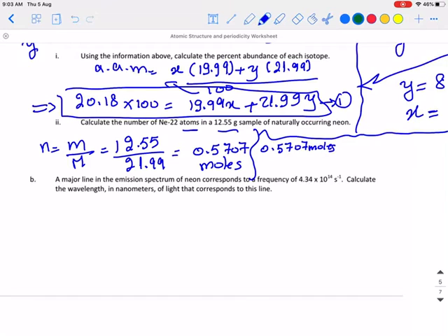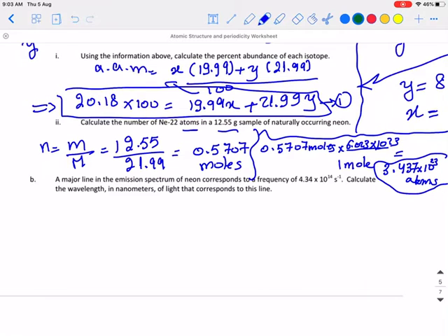Now I will change the moles into atoms. I will multiply 0.5707 moles by Avogadro's number, since every 1 mole of atoms corresponds to Avogadro's number of atoms. So the answer will be 3.437 times 10 to the power 23 atoms.